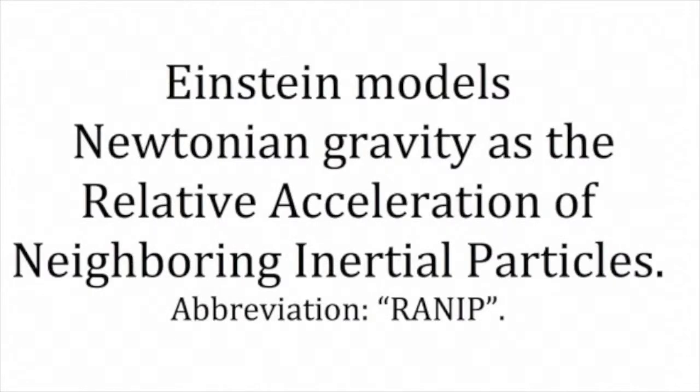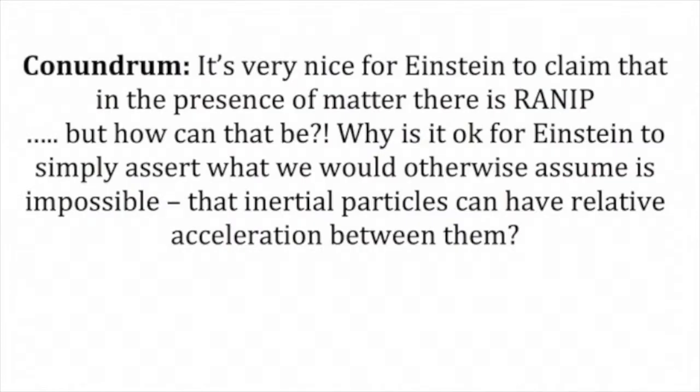Einstein modeled Newtonian gravity as a relative acceleration of neighboring inertial particles, which we'll abbreviate as RAG. This is something of a conundrum. It's very nice for Einstein to claim that in the presence of matter there's relative acceleration, RAG, but how can that be? Why is it okay for Einstein to simply assert what we would otherwise assume is impossible, that inertial particles can have relative acceleration between them?